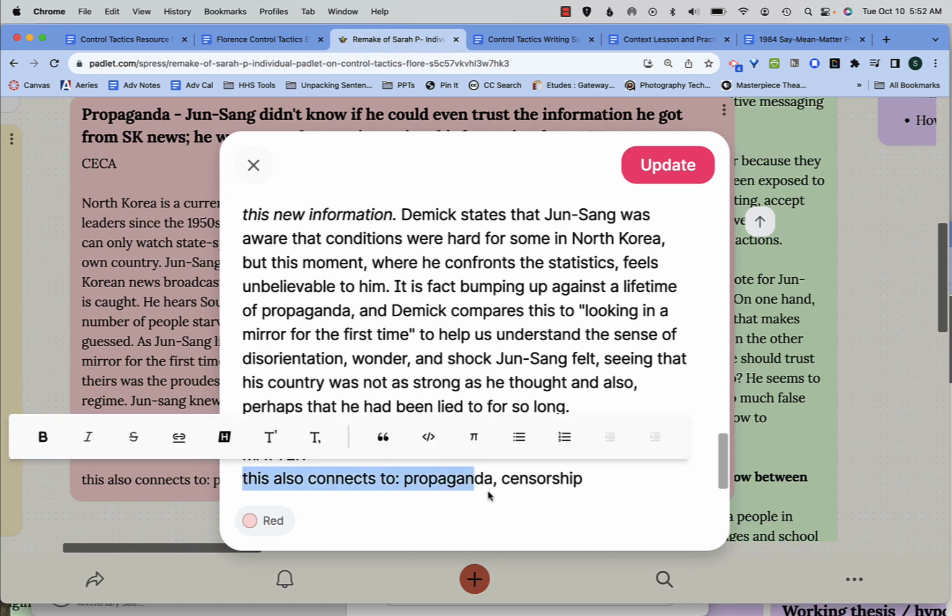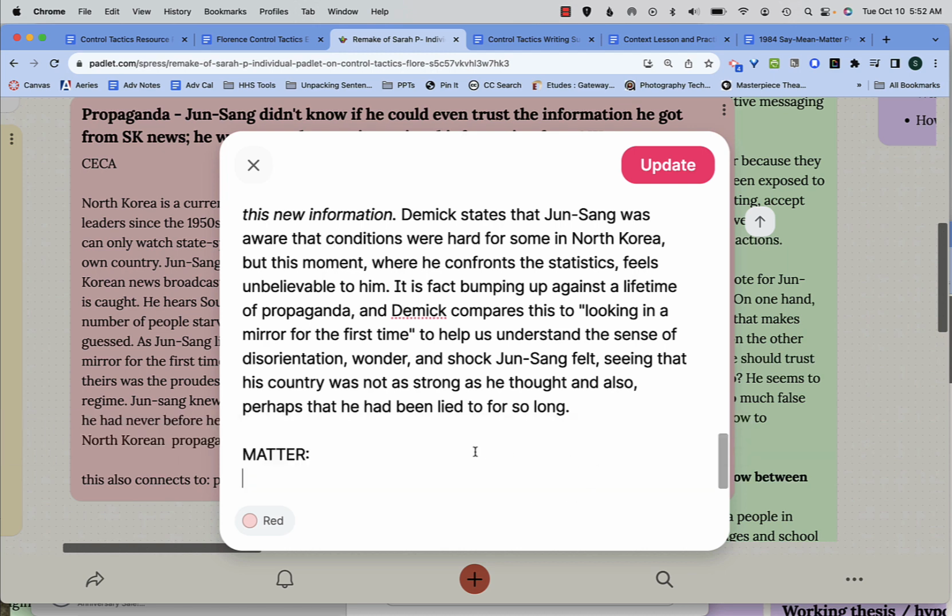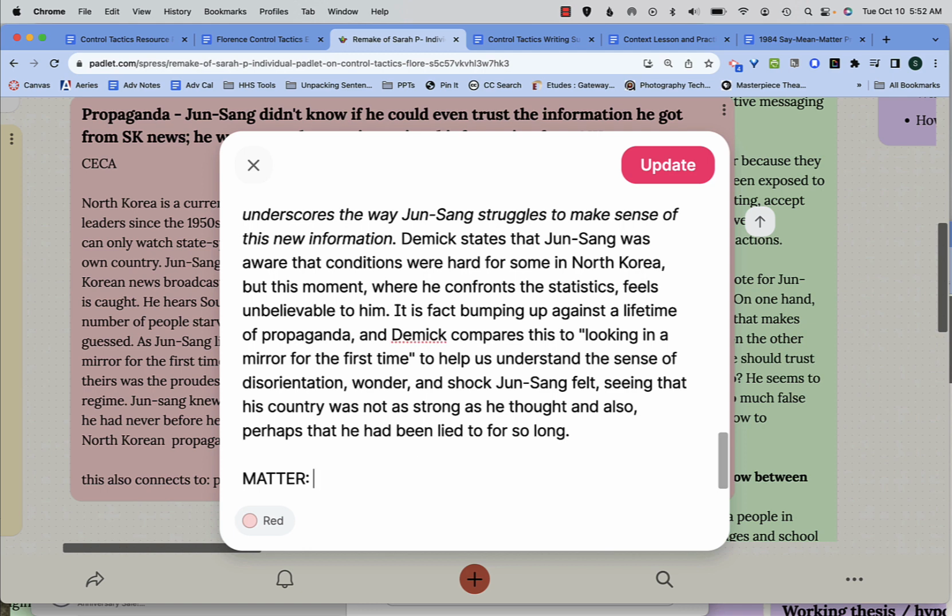I'll go ahead and delete this. This is my note from the evidence. I don't need that anymore. So my matter is, how does this connect to what I'm trying to write about? I'm going to save this and go back and look at my topic one more time.